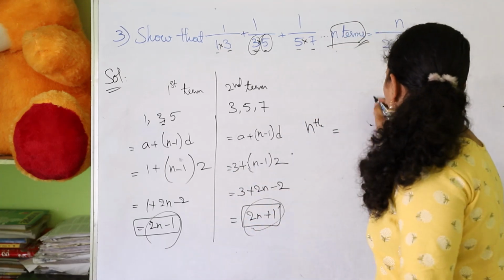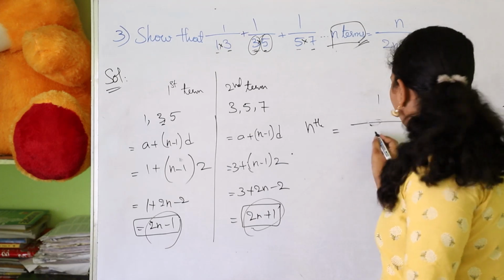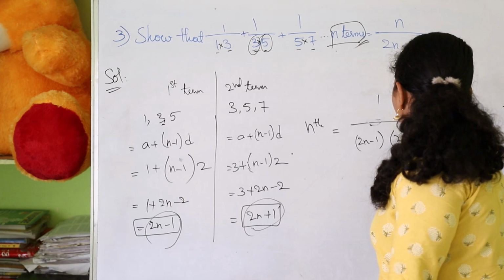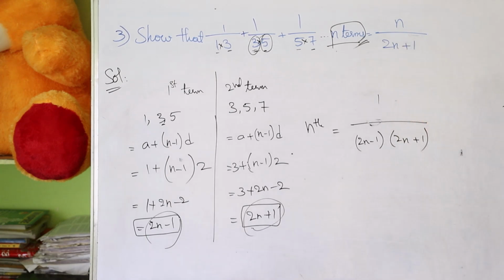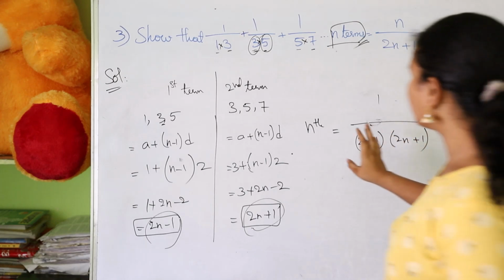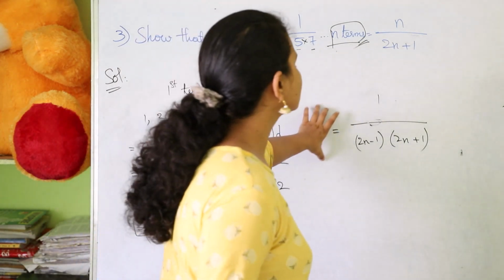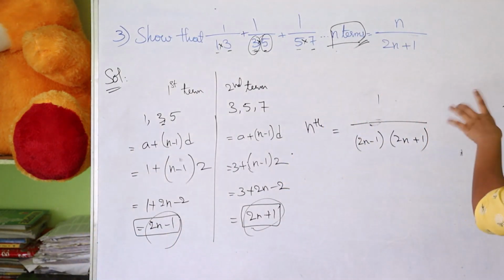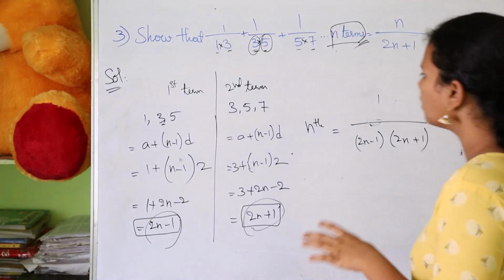So here let us write down 1 by (2n minus 1) into (2n plus 1). Clear? Therefore the nth term value is 1 by (2n minus 1)(2n plus 1). Clear? Are you getting it? Now guys, this is the given one. This equation, this form that we got, plays a very important role in solving our sum now.